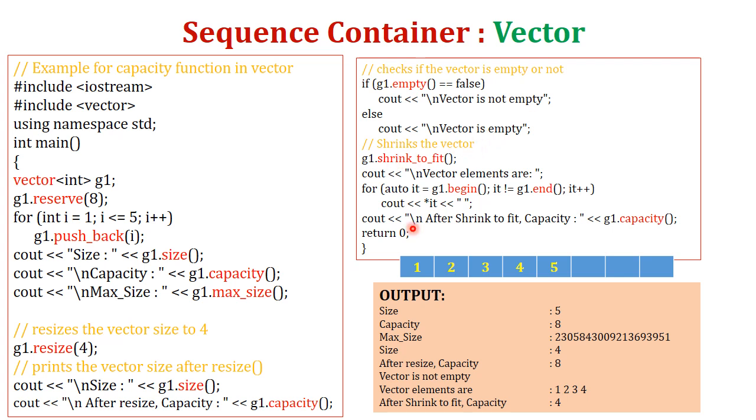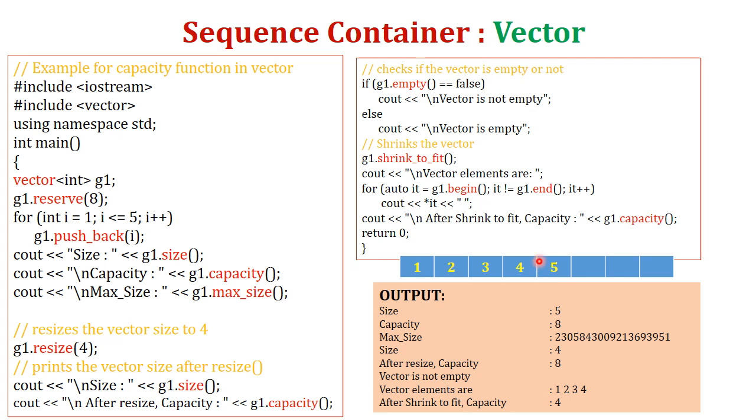Now we are going to reduce the memory space. We are going to fit according to the input. So here the input is only 1, 2, 3, 4, right? Because the resize is 4, there are only 4 elements. According to the 4 elements, we are going to reduce the memory space, fitting it to the input. So now all the remaining elements and space will be destroyed completely.